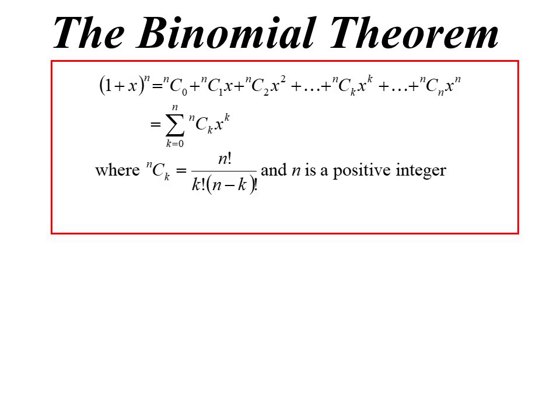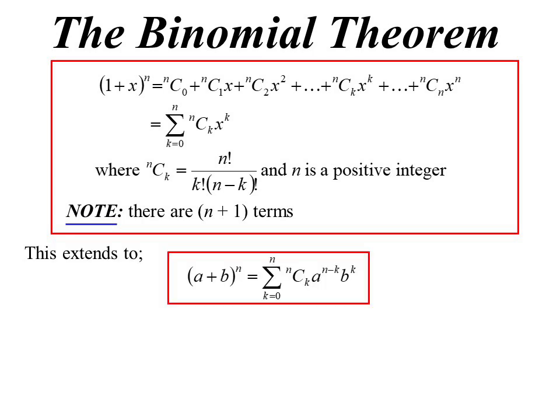And a reminder, nCk, yes, it is exactly the same as combinations. So n factorial over k factorial times (n minus k) factorial. Note, because we're starting at 0, we'll always end up with n plus 1 terms in our expansion. Very limiting, the 1 plus x. Once again, we could extend that idea to any binomial. The only difference now is we have the powers of a and the powers of b. The two powers will always add up to be n.